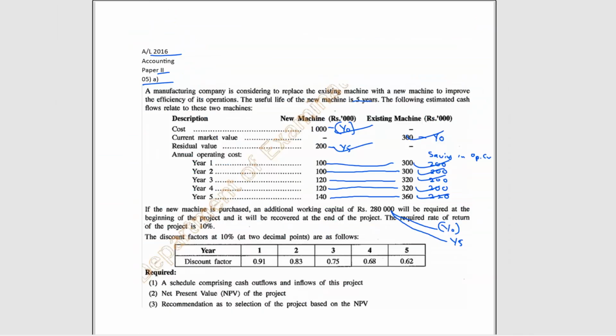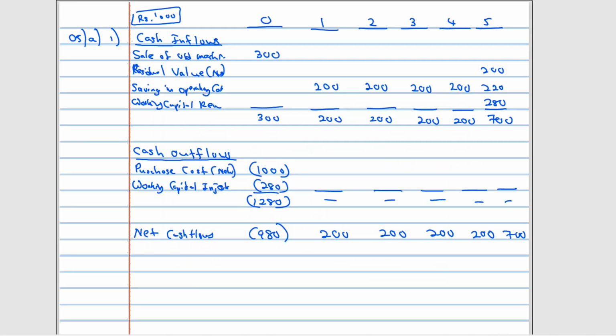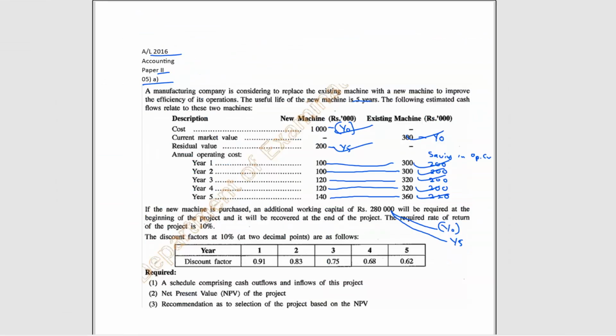So in question number 2, they are asking us to calculate the NPV. The schedule of cash inflows and outflows is done. So now we are doing question number 2. Let's multiply this by the discounting factor. The discounting factor is 10%. Here it is 1, here 0.91, 0.83, 0.75, 0.68, 0.62. So let me confirm the discounting factors.